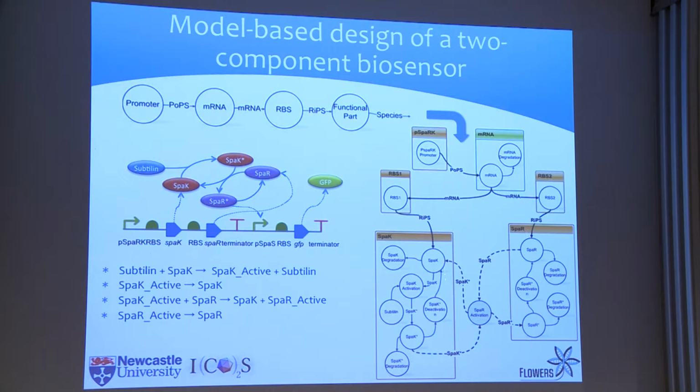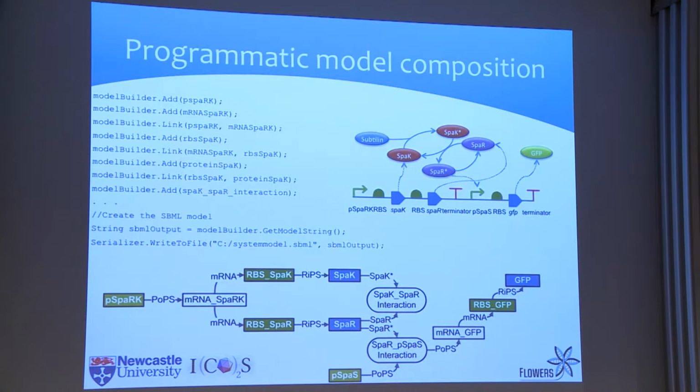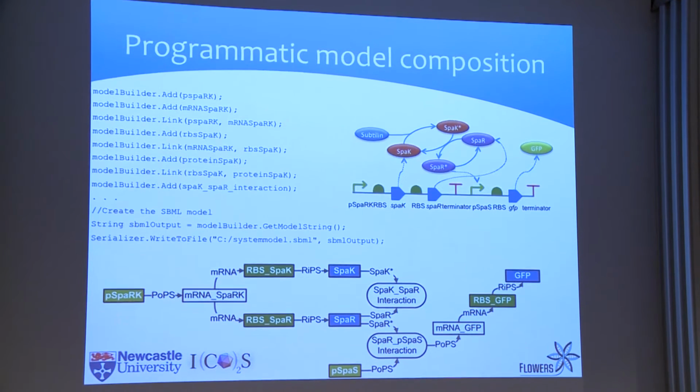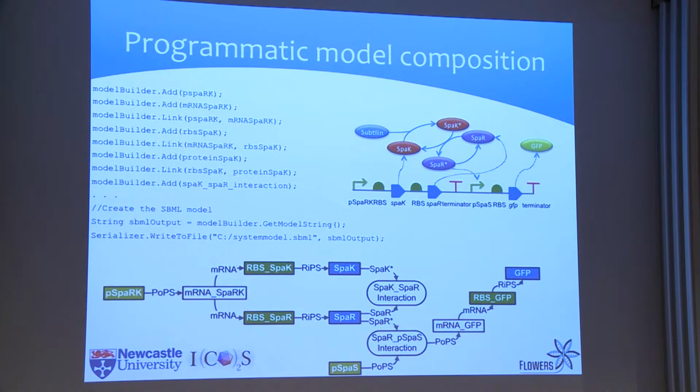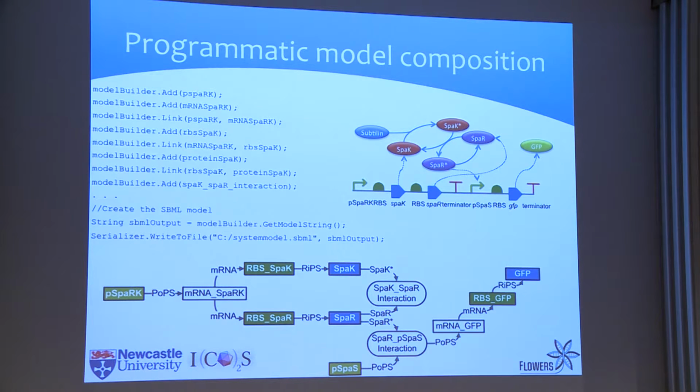Here we can see the model composition process. These orange boxes represent models, and we can just link the edges to make the model simulatable. Again, programmatically, we can just start adding models: add a model of a promoter, add the model for mRNA, link the two, and carry on. And finally, we have a model to write to a file, which we then simulate.